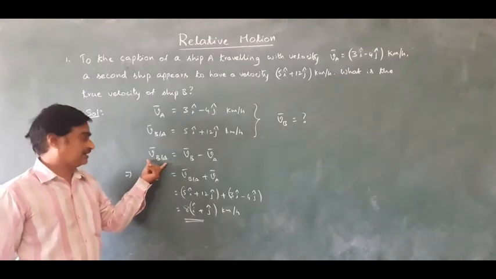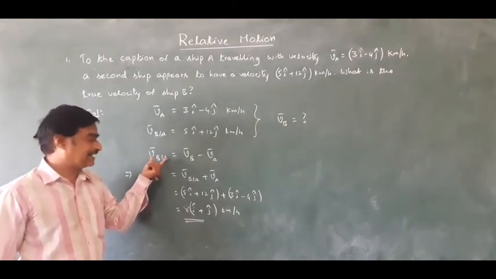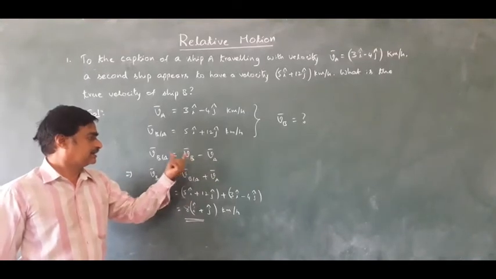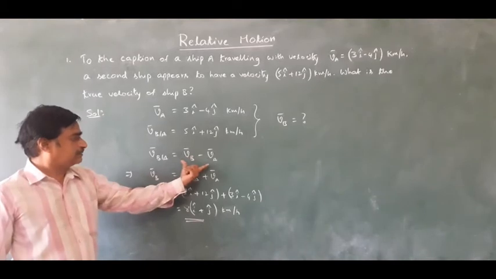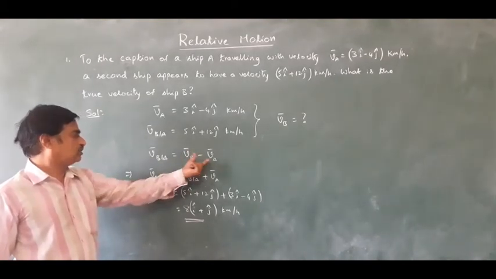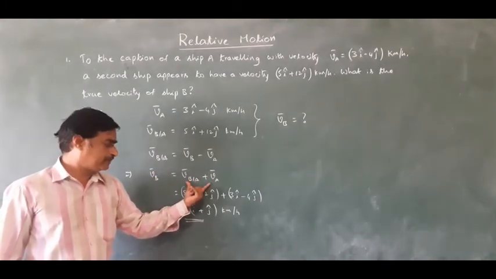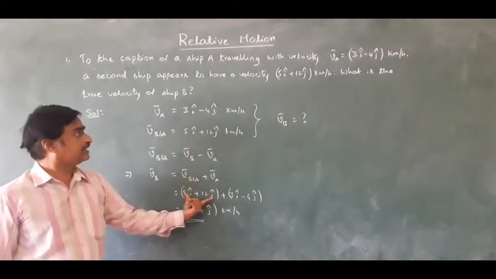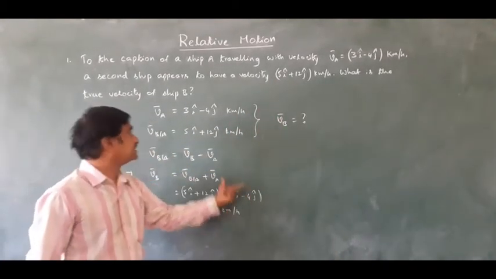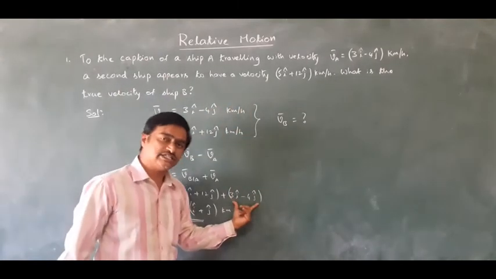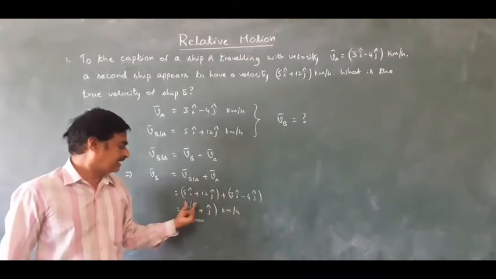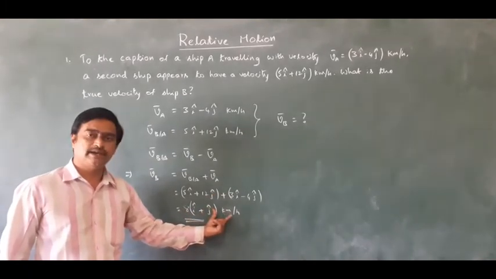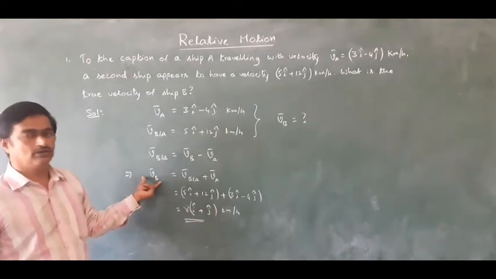Now here we know that the velocity of B with respect to A is written as VBA. This is equal to VB minus VA. Then from this we can write VB equal to the relative velocity of B with respect to A plus the velocity of A. That is, 5i plus 12j kilometers per hour plus 3i minus 4j. Adding those two, 5 plus 3 is 8i, 12 minus 4 is 8j. That is 8 into (i plus j) kilometers per hour. This is the true velocity of ship B.